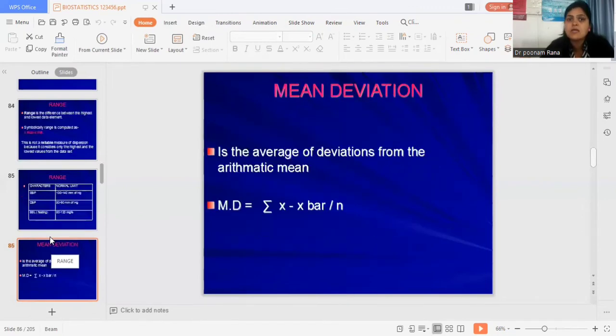Then comes mean deviation. It is the average of deviation from the arithmetic mean. It is denoted by the shown formula. So mean deviation is the average of the deviations from the arithmetic mean and is given by this formula, where sigma is the sum, x̄ is the arithmetic mean, xi is the value of each observation in the data, and n is the number of observations in the data.